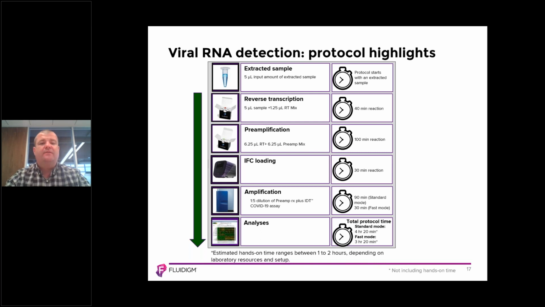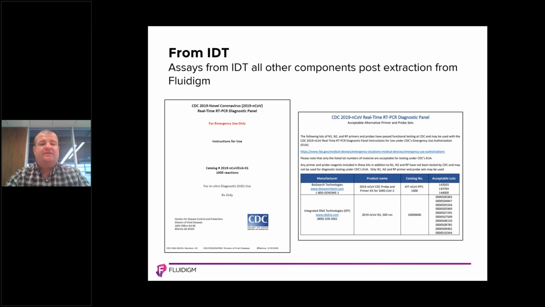Most of the components are from Fluidigm. The reverse transcription master mix, the pre-amplification master mix, the 19224 IFCs all come from Fluidigm. You, however, need to get your assays from IDT. And so our protocol for viral detection on the Biomark HD and on the Juno comes from IDT.